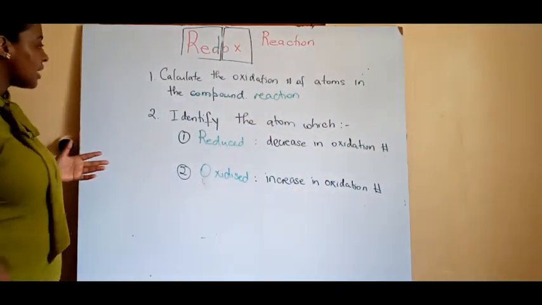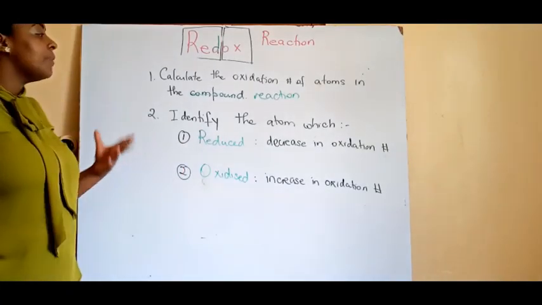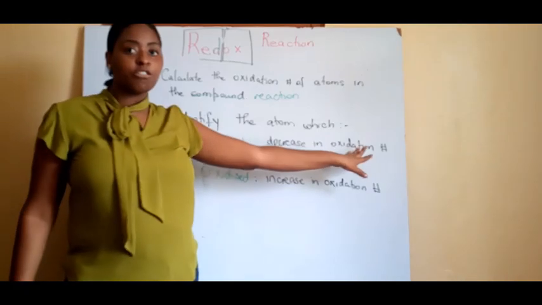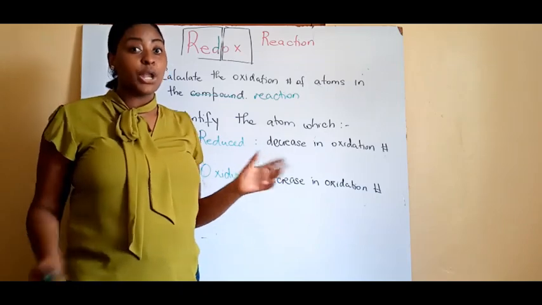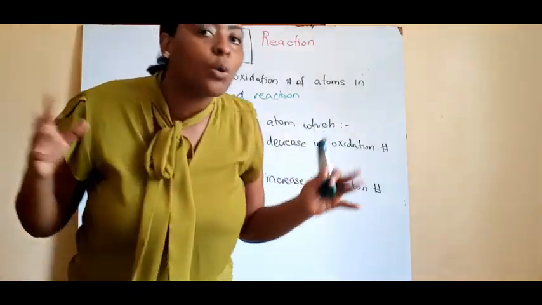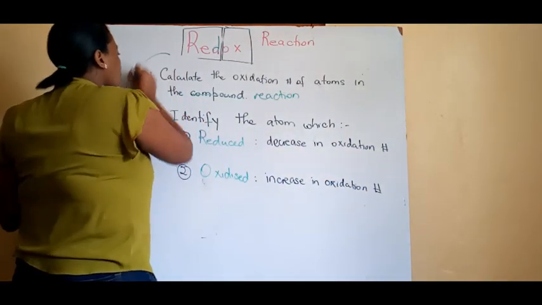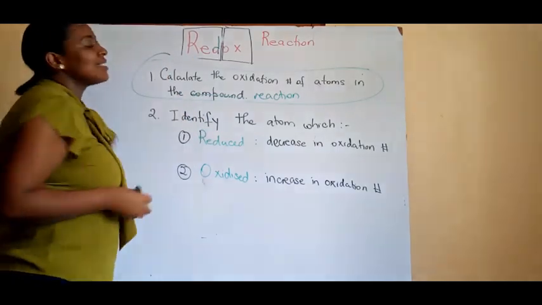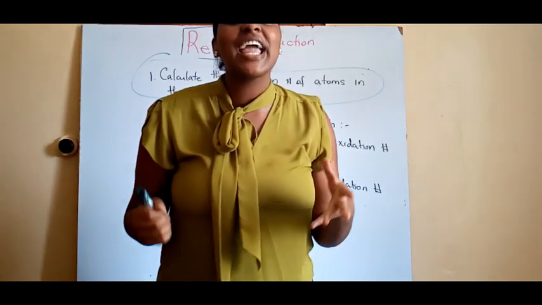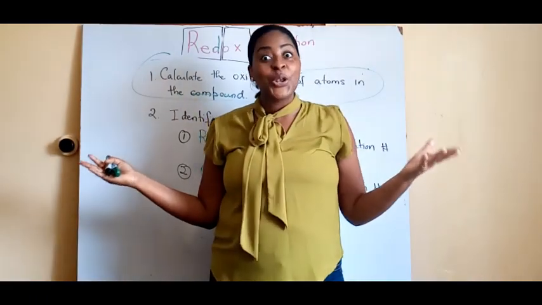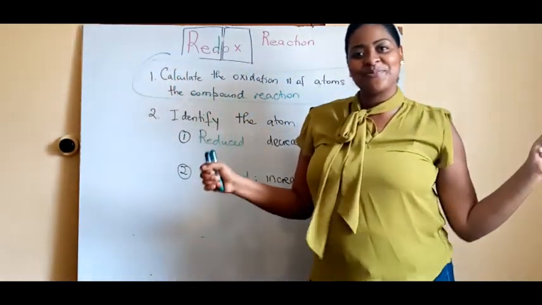Once we determine that, we need to identify which atom is reduced and which is oxidized. Remember, the reduced one undergoes a decrease in oxidation number. The oxidized one undergoes an increase in oxidation number. So it means then that what we need to do is to first solve this problem here. How do we work out the oxidation number? That is the biggest challenge. Once we're able to work out the oxidation numbers, we have absolutely no problem. We're going to work out oxidation numbers.